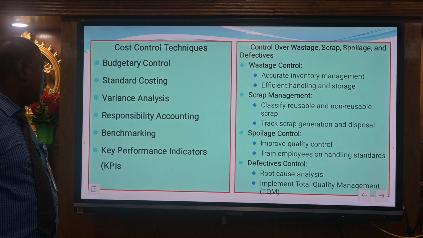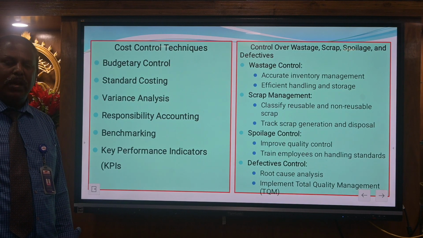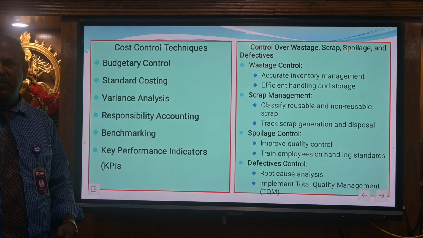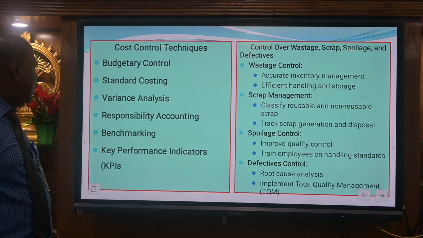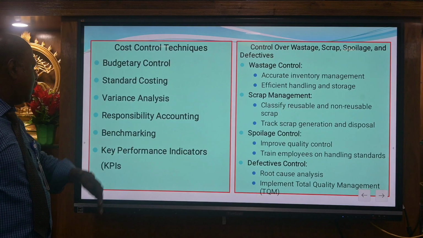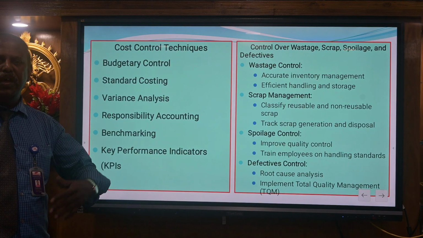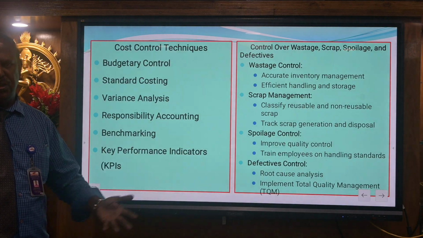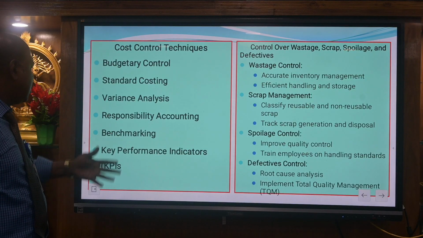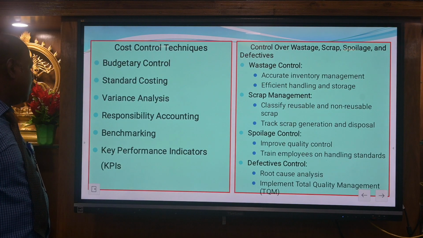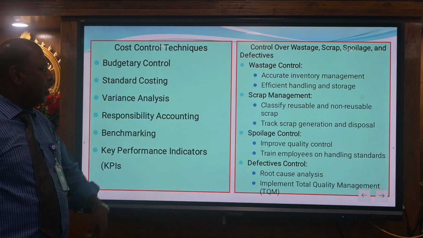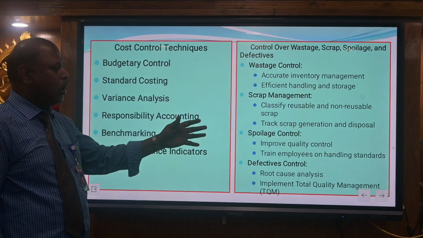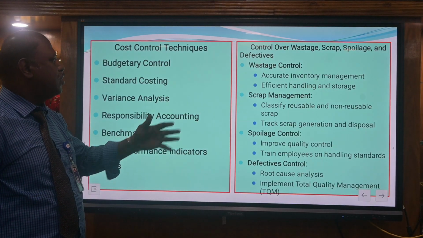When you analyze the standard costing, we can compare the actual and budgeted data. So third one is variance analysis. Here we can analyze what the variances are compared with the standard and the actual expenses. Then another one is responsibility accounting, then benchmarking, then we have some key indicators. Here, how to control the cost, that means by using wages control.